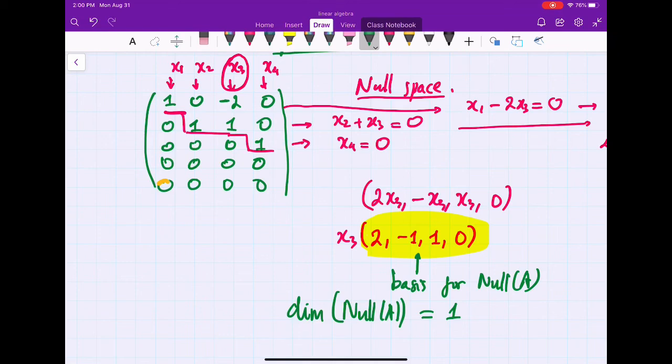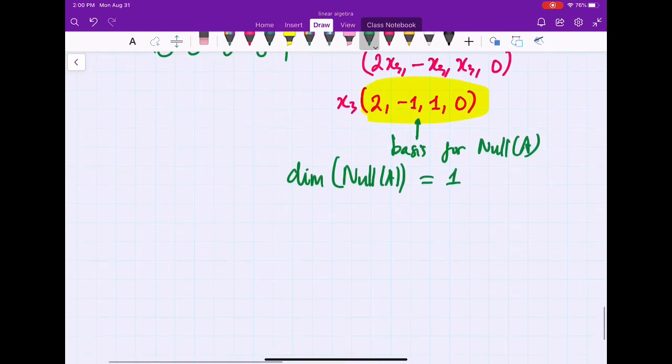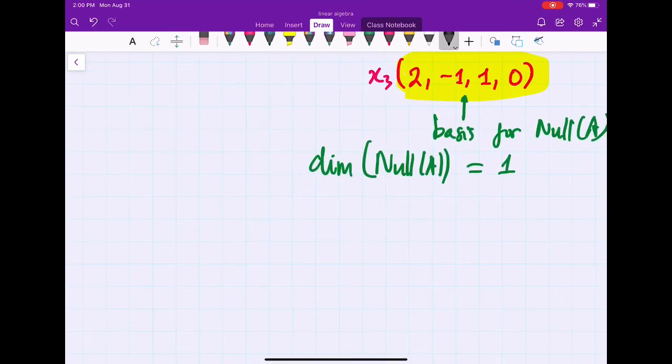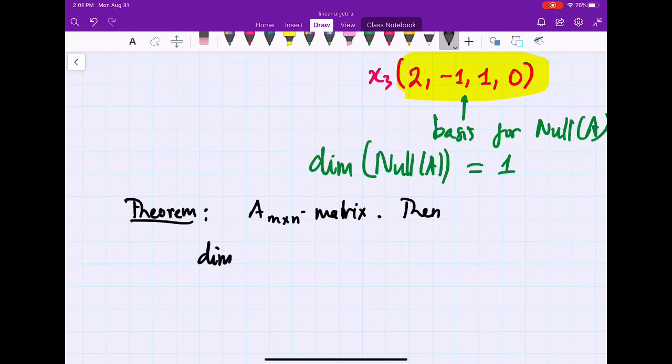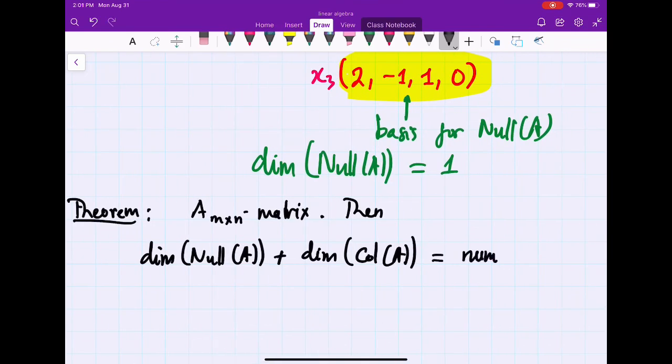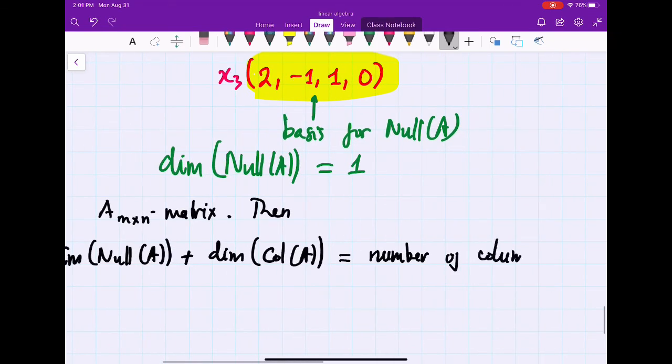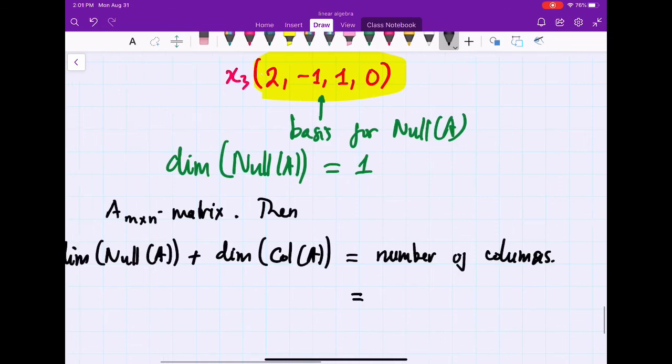Let me summarize that theorem as follows. So this is a theorem, and this is a very important theorem. You have a matrix A, that is an m by n matrix. Then the dimension of the null space plus the dimension of the column space of A is equal to the number of columns, in this case, n.